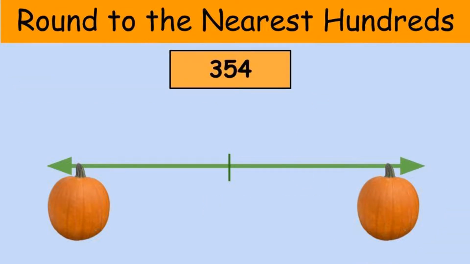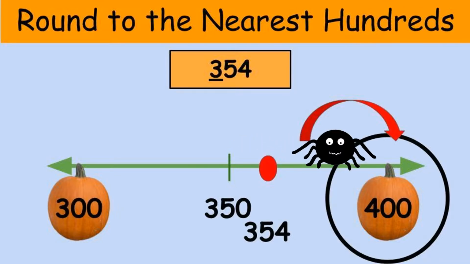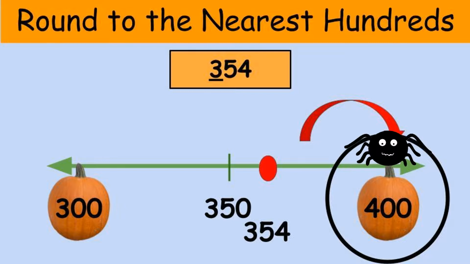Now it's your turn again. Round 354 to the nearest hundreds place. Pause the video as you figure it out and press play when you're ready to check your answer. If you said that the answer is 400, then you are correct. When you round 354 to the nearest hundreds, you get 400.